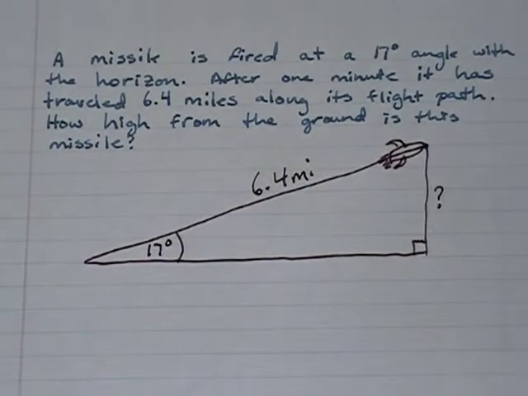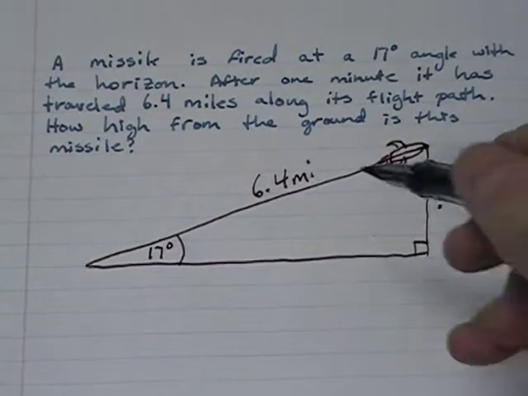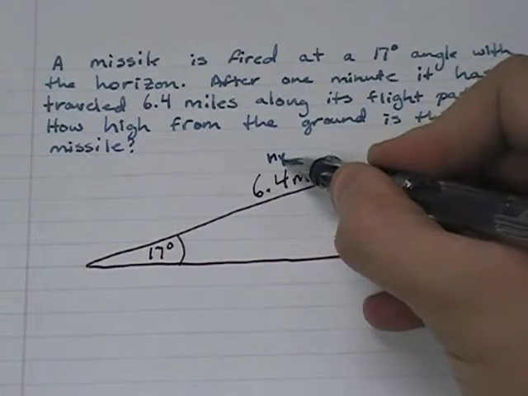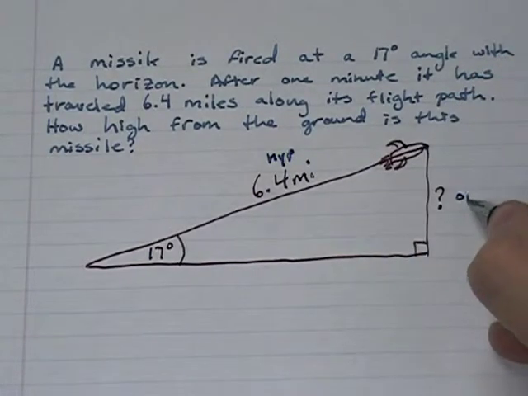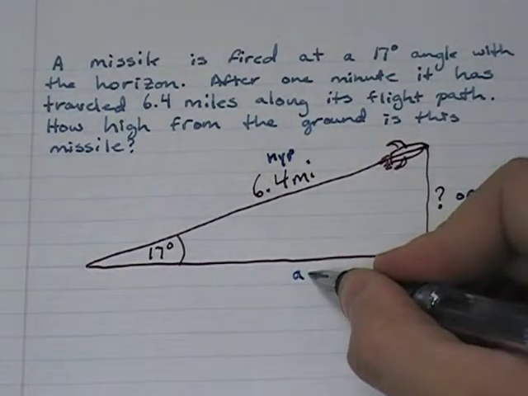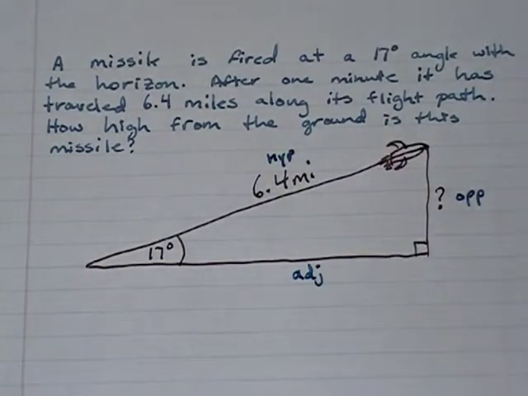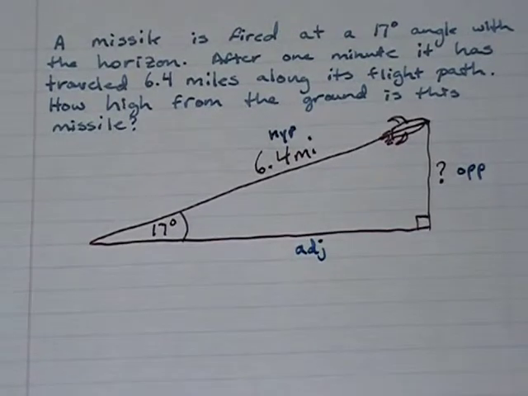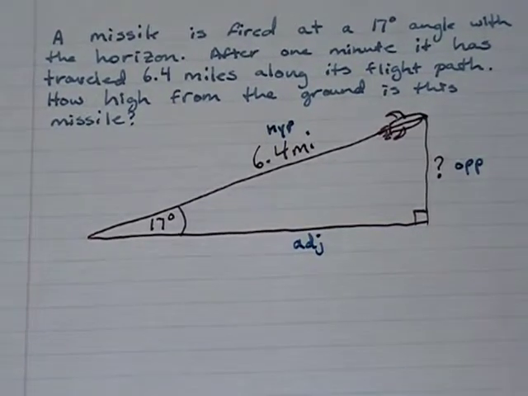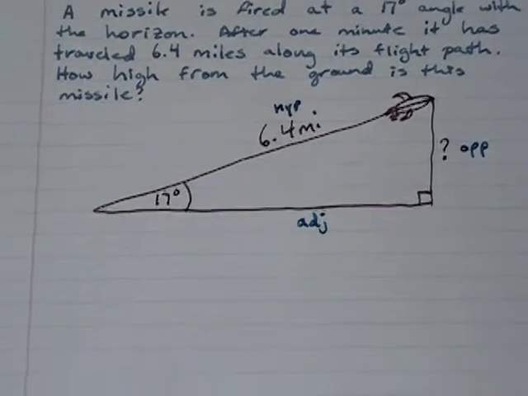So here's what you have to do, folks. You have to identify what you're given and what you have. You are given the hypotenuse, the opposite, and the adjacent. And of those, you're given the hypotenuse and you're asked to find the opposite. So now you have to come up with an equation that involves both the hypotenuse and the opposite side of a right triangle. And this will be sine.